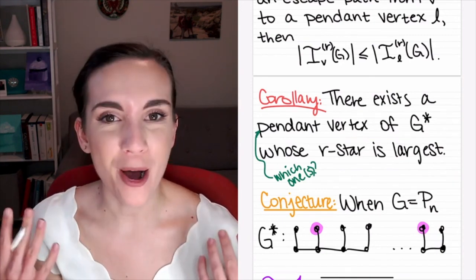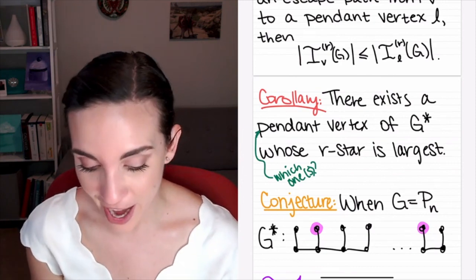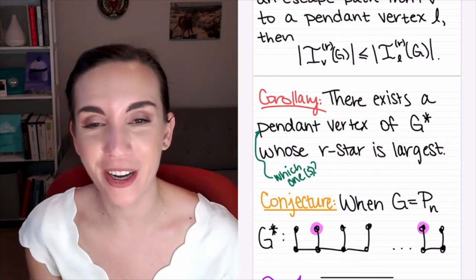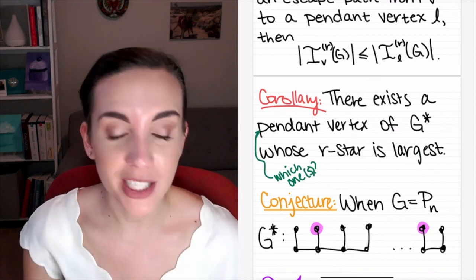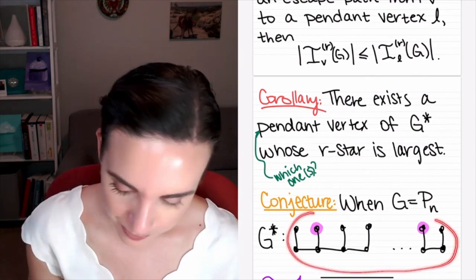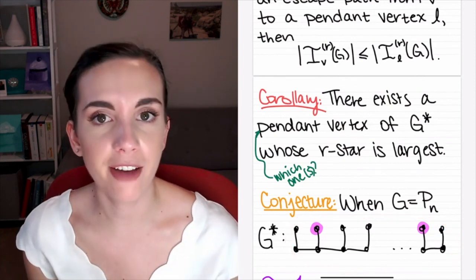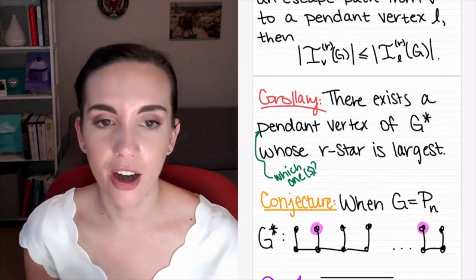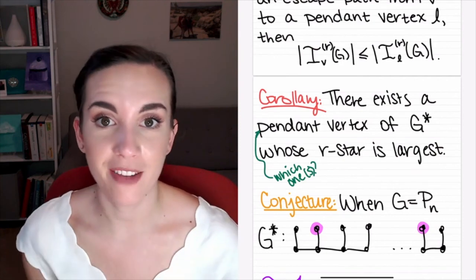Can we prove that those two vertices have the largest R star? But furthermore, if that was pretty simple, can we then prove that this G star graph is R EKR for one value of R, for many values of R?